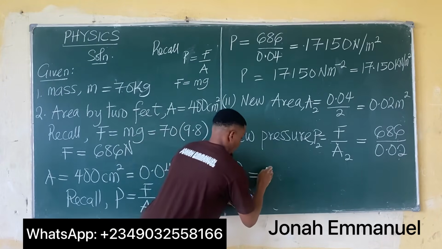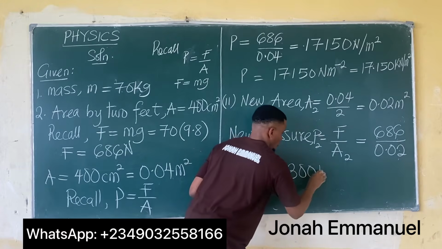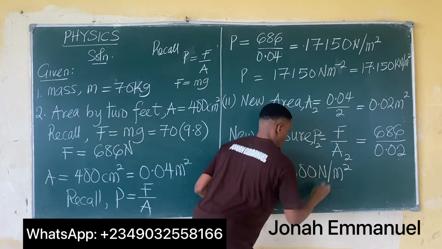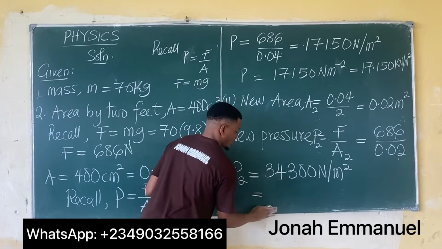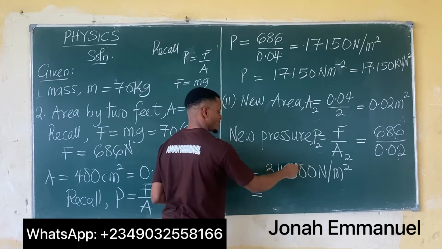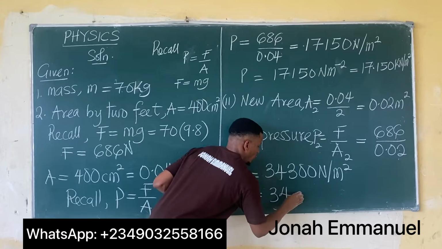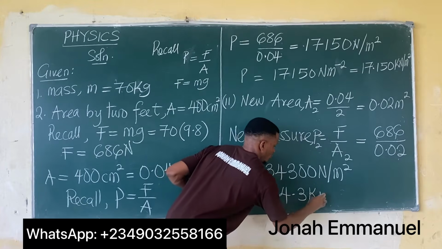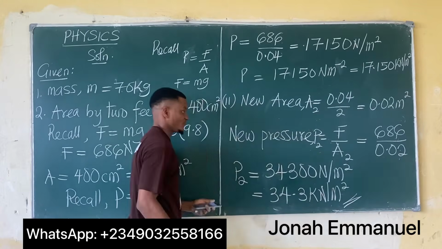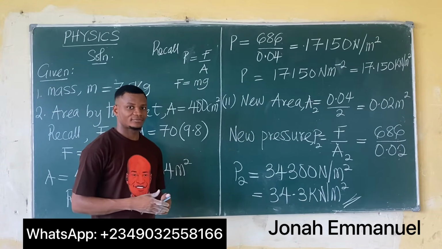That's about 34,300 in Newton force all over area meter squared. If you want to convert this to kilonewton, what do we do? From here, move backwards 3 times. 1, 2, 3. So it becomes 34.3 kilonewton per meter squared. Alright, so this is how we solve this question.